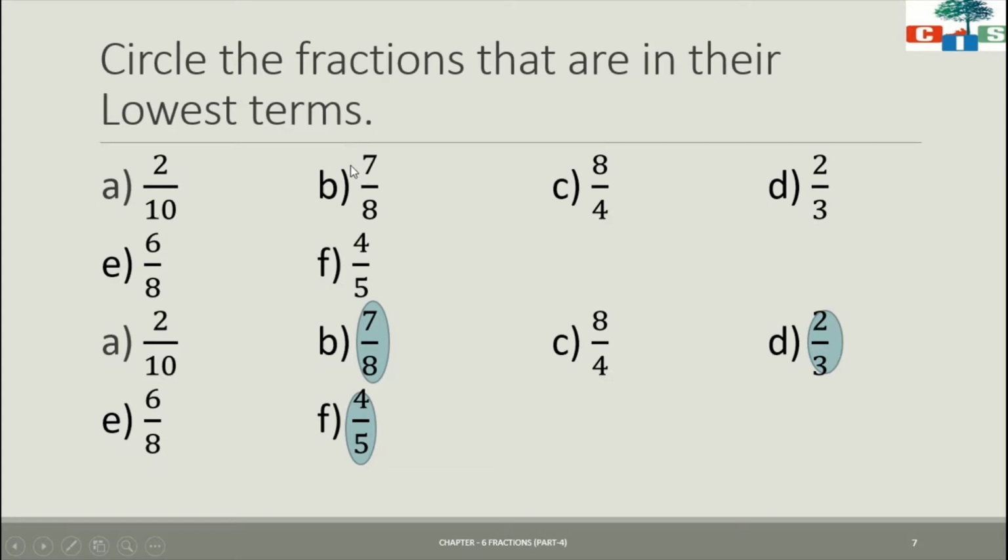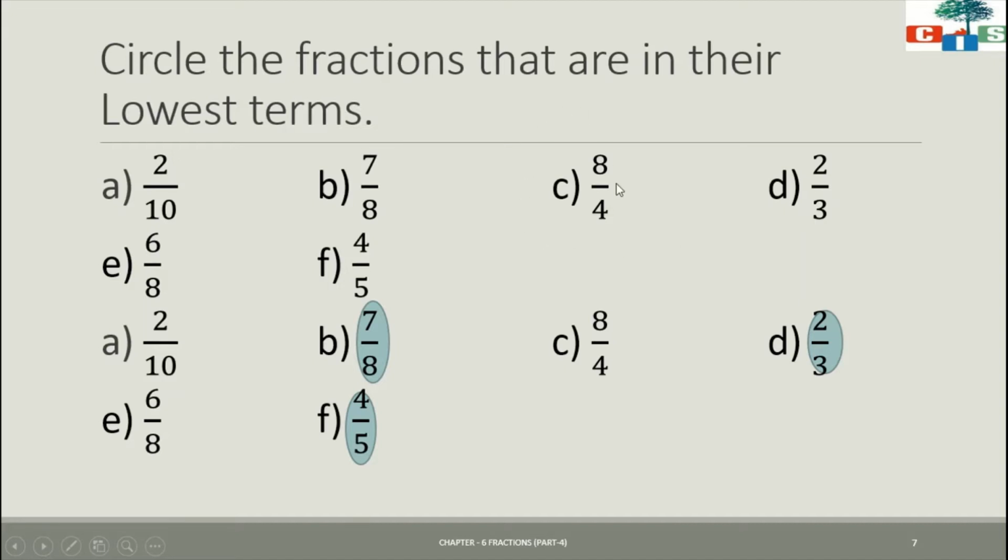Now we will see the next fraction, that is B fraction, 7 upon 8. Now we know that in 7 upon 8 we don't have any common factor other than 1. It means 7 upon 8 is in its lowest form. We cannot divide 7 upon 8 further. So we have to circle 7 upon 8.